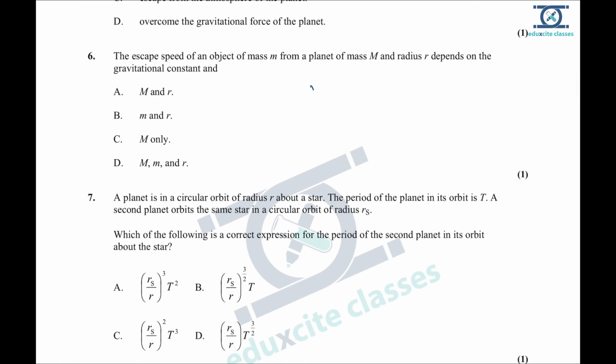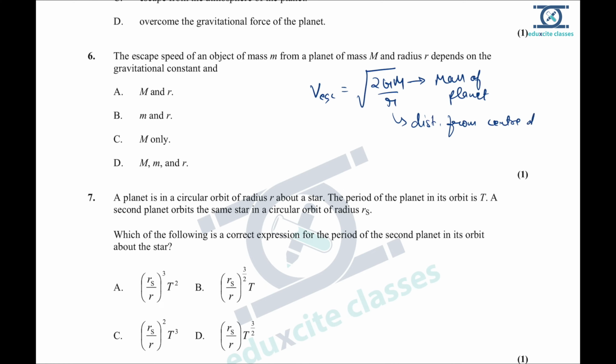Now the escape speed formula is directly given in the data booklet itself: square root of 2GM by r. You can see the escape speed depends upon the gravitational constant G, which is already given, and the other two factors: capital M, which is the mass of the planet, and small r, which is the distance from the center of the planet to the center of the object.